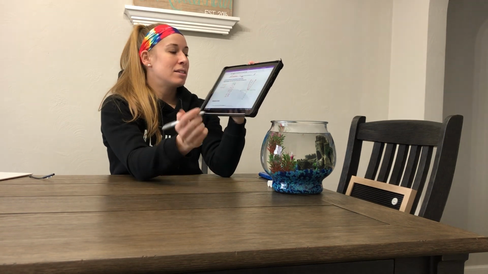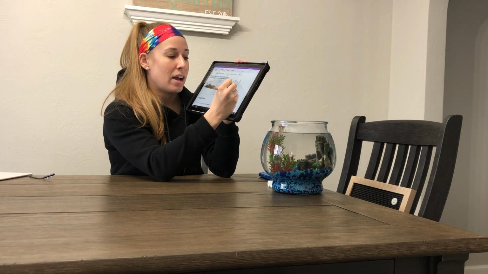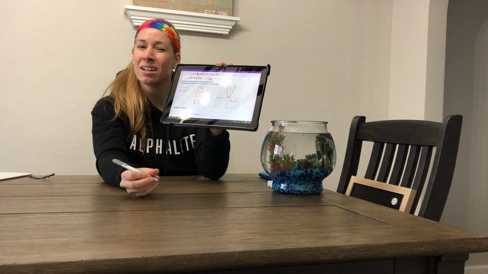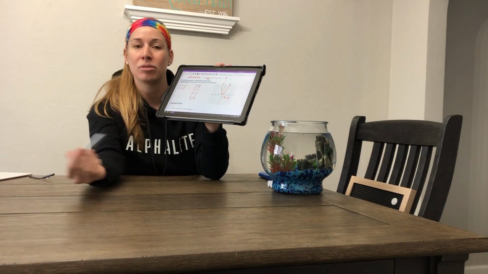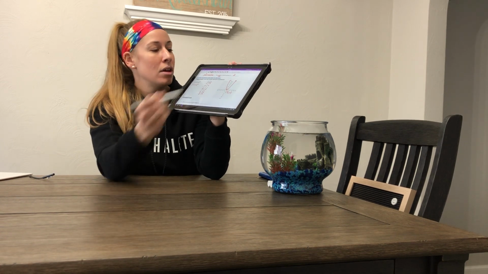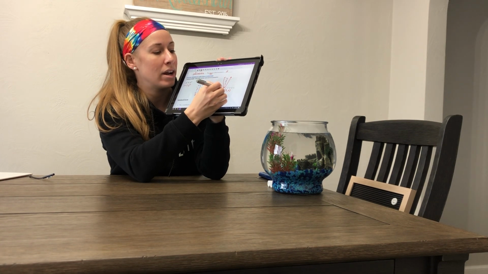All right, we were asked to label the vertex and the axis of symmetry as well. So our vertex is right here at 0, 0. And then our axis of symmetry. So what you should also notice about a parabola is that it's symmetrical. You should be able to cut it in half and fold it, and it lies on top of itself. So the axis of symmetry is this line right here.